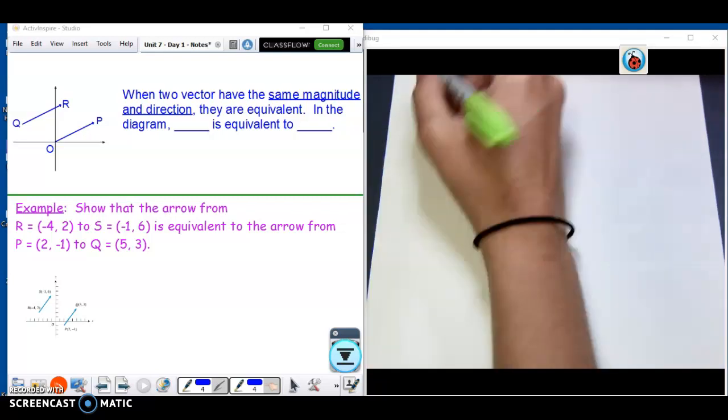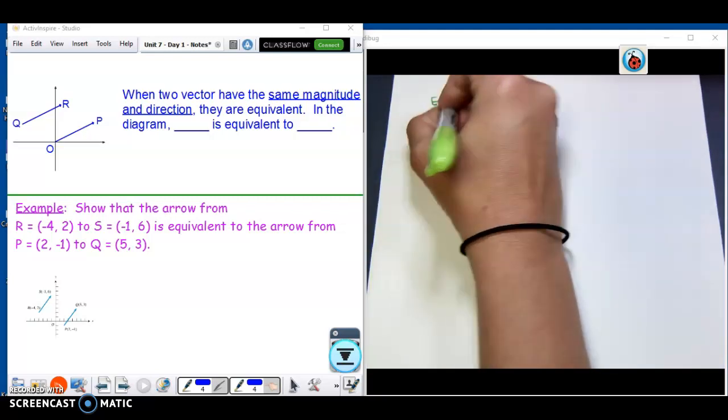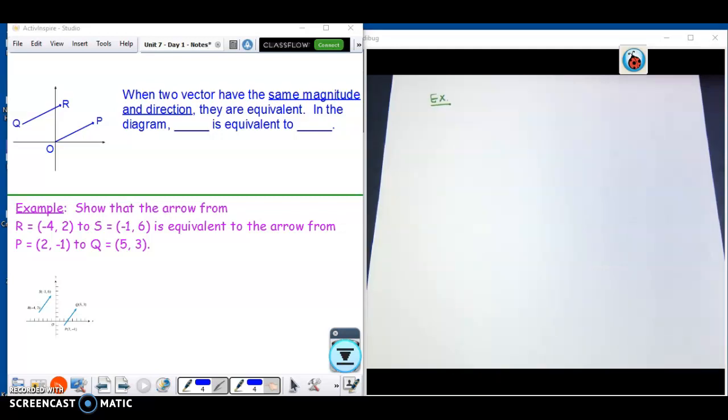Okay, so starting back up with this example, what they want us to do is to show that the vector from R to S is equivalent to the vector from P to Q. Now remember, for two vectors to be equivalent, they have to have the same magnitude, which is the length, and they have to be going in the same direction.